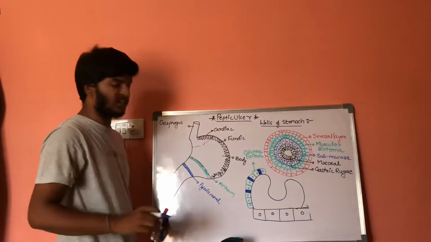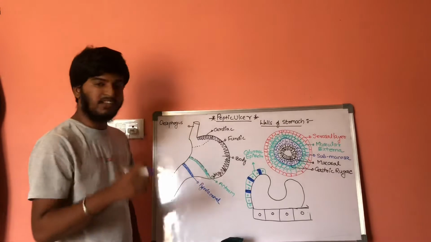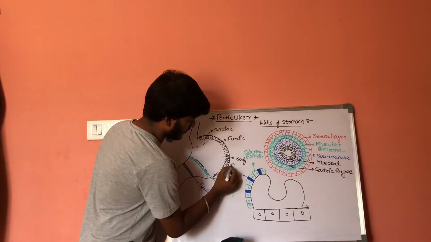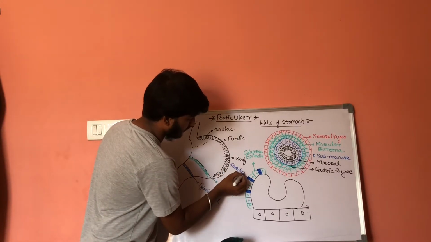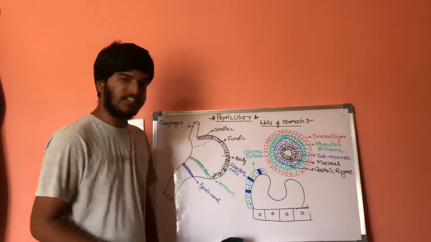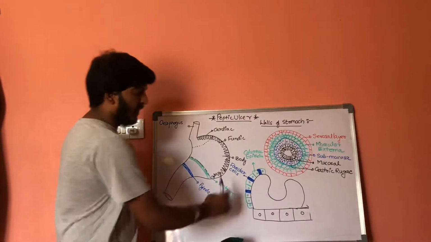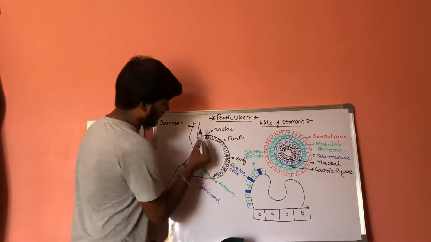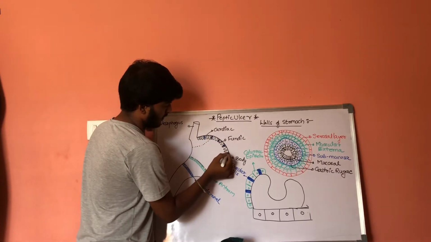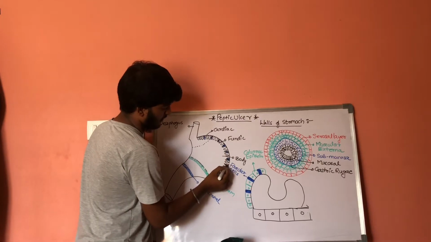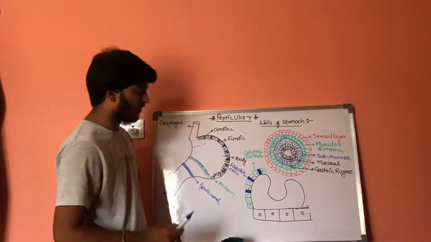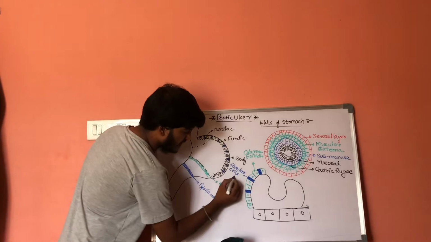These blue color structures are special kind of cells. These special kind of cells are called foveolar cells, which are present on the surface of gastric rugae in between the columnar epithelial cells. So let us consider like this here. These are called foveolar cells. What is the function of these foveolar cells? It helps in secreting the mucus.